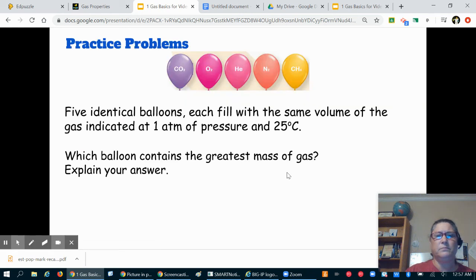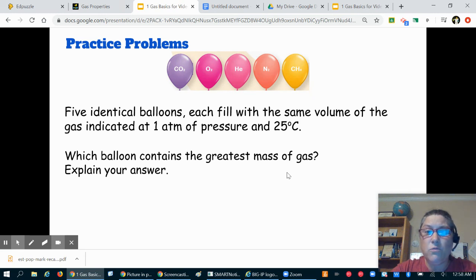Okay, here's a few practice problems. You've had to listen to a lot, but I'm going to let you do a couple of practice problems and we'll be done for the day. Practice problem 1. You have 5 identical balloons. There they are up above. Pretty colors. Each of them are filled to the same volume, but with different gases. They all are at 1 atmosphere, and they're all at 25 degrees Celsius. Notice not STP.